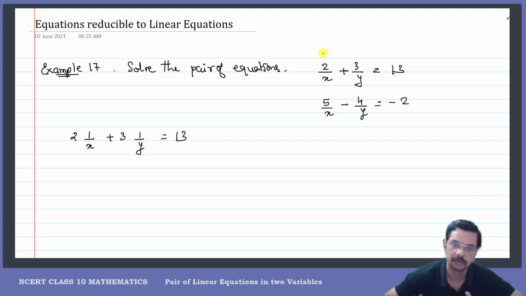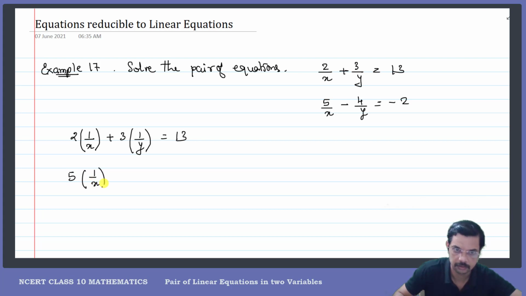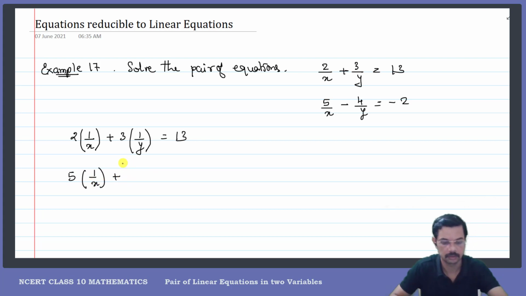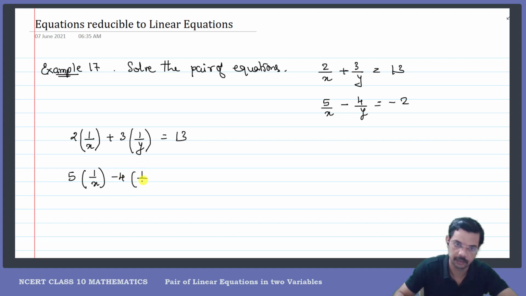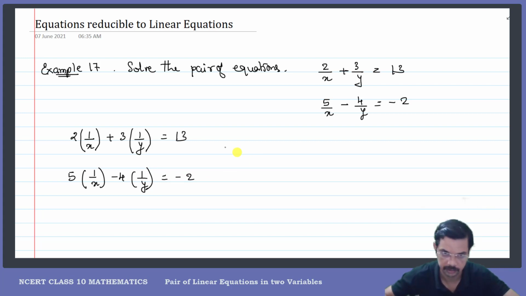Okay, by taking some other substitution. So here I can put a bracket, here also I can put a bracket. So this is the first equation, and the second equation can also be reduced like this. So this is 5 into 1/x plus or minus 4 into 1/y equal to minus 2. See, pay attention to how to convert.